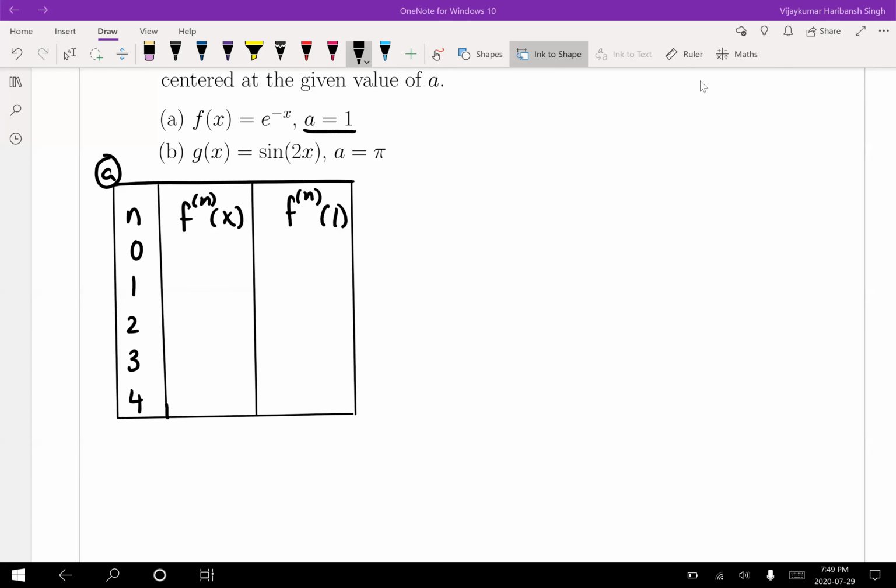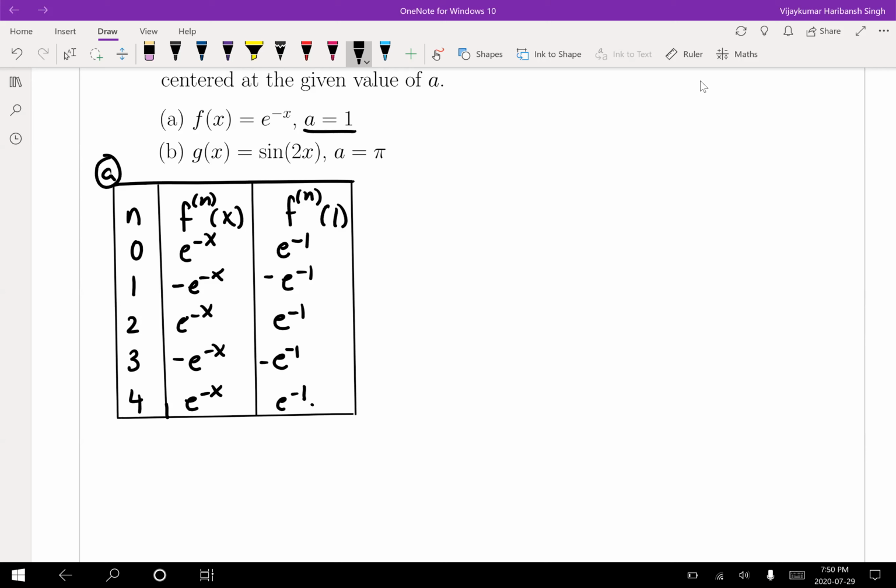So the 0th derivative is the function itself, and its value will be e to the minus 1. If you take the first derivative, we get e to the power minus x, so we get e to the power minus 1. The second derivative is e to the power minus x again, minus 1. The third derivative is minus e to the minus x, and then it will be e to the power minus 1 with a minus sign. The fourth derivative is e to the minus x, and we get again e to the power minus 1.